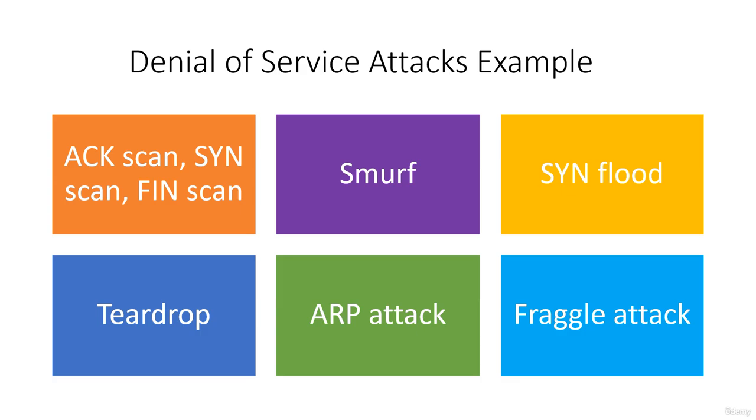And the last one is the Fraggle attack. The Fraggle attack, also known as UDP flood, uses the same approach as the Smurf attack by exploiting a vulnerability associated with sending traffic to the IP broadcast address of the target, such as a router. The main difference is that it uses UDP traffic to flood a router or service instead of ICMP.